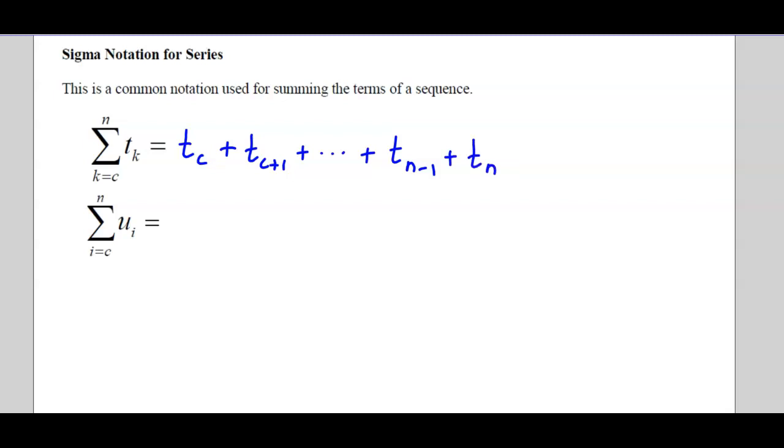Okay, if you had to show a series full length. As I said, sometimes you use a different letter, so it doesn't change anything. Now it's using an index i. So this is going to be u subscript c, u subscript c plus 1, and same thing. This is going to be u subscript n minus 1.